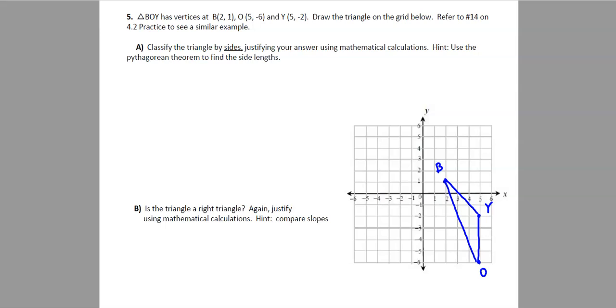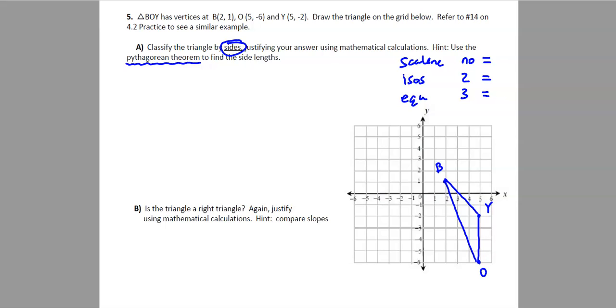And first step is classify it by sides. So I got to figure out how long it is. Because remember, if I do scalene, that means there's no equal sides. If I choose isosceles, that means there's 2 equal sides. And if I choose equilateral, there's 3 equal sides. So I got to figure out how long these sides are. So what I'm going to do is I'm going to use the Pythagorean theorem to calculate that.